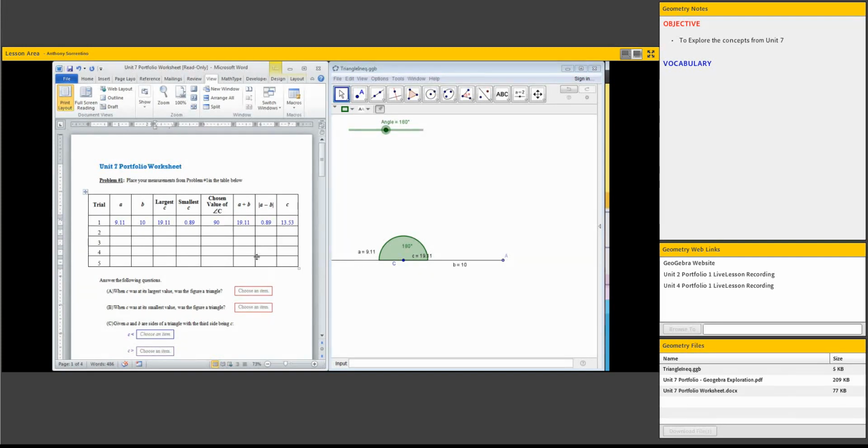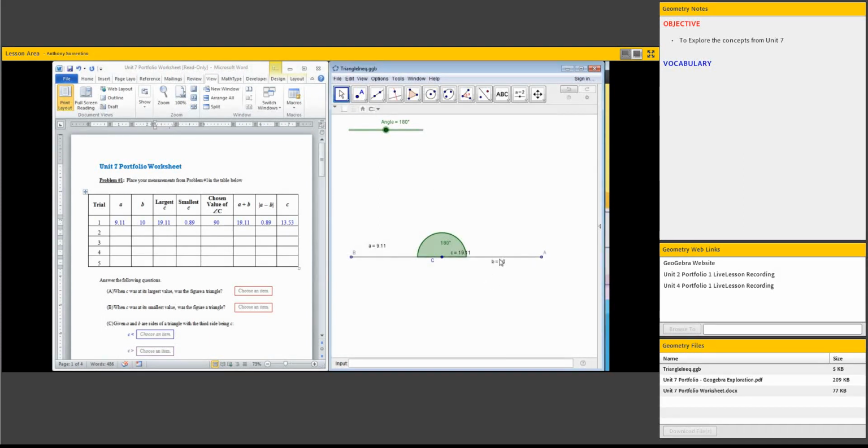And as you see here, there's some correlation. It looks like the largest value of C is the result of adding A and B, and the smallest value of C is the result of subtracting them and taking the absolute value. We don't want any negatives, because we can't have a negative side value. Let's move this a little bit so I can see it better.